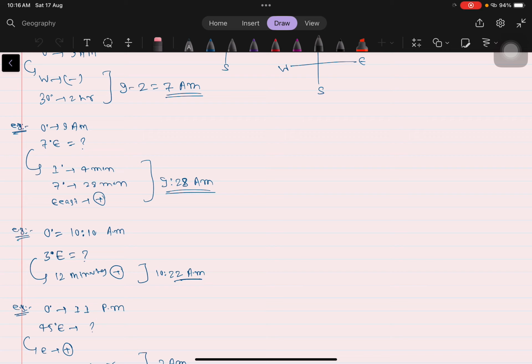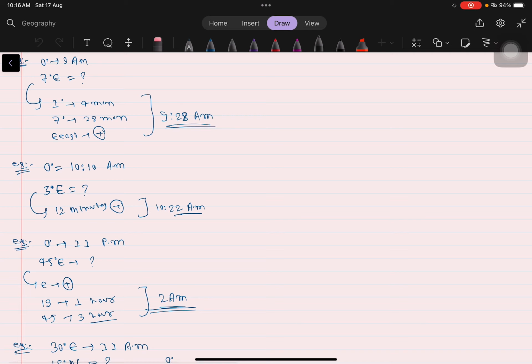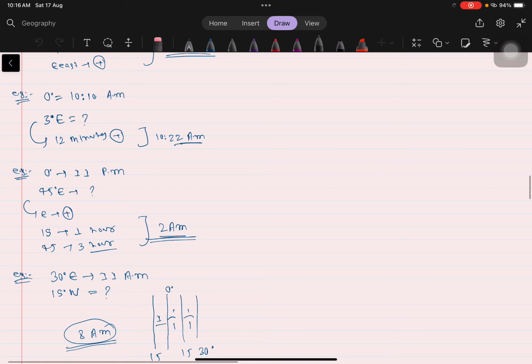and 3 degrees east, that is we have to move in the right direction, 12 minutes we have to add, that is 10:22 a.m. Now the next example: at the prime meridian the time is 11 p.m. Now what's the time at 45 degrees east? So we have to add 3 hours, so the time will become 2 a.m.